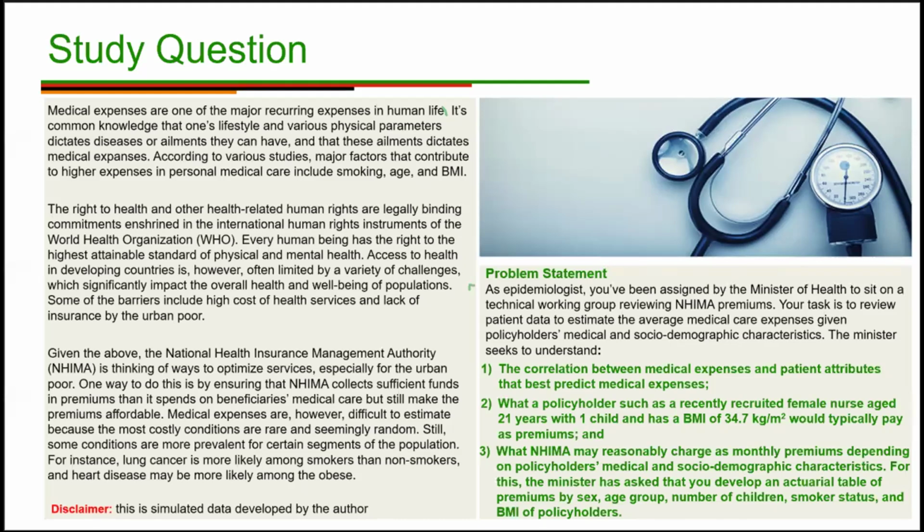Disclaimer, this is a simulated exercise that was developed by the author and does not in any way reflect true information. So do we understand what our study question is for today? So we're doing a bit of health economics today. I thought this is more of an appropriate example that we could use to try and explain the concept that we have today.